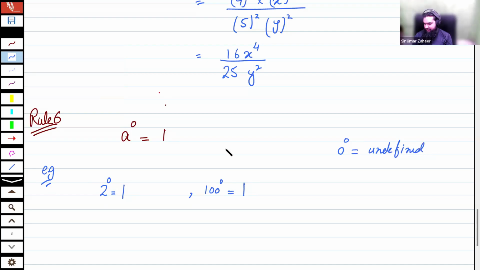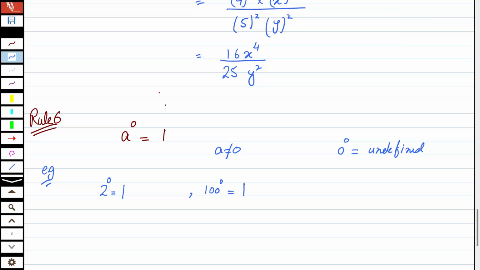So that's why we have to say that a is not equal to 0, because 0 raised to power 0 is an undefined thing. We cannot say anything about it. Otherwise, any number that you take having a power 0 will always be equal to 1.